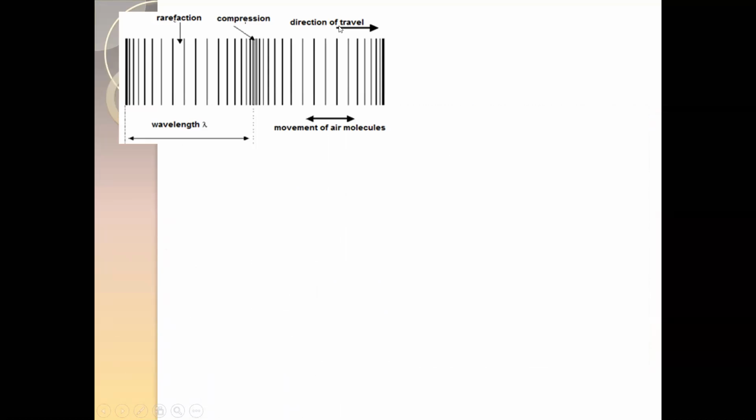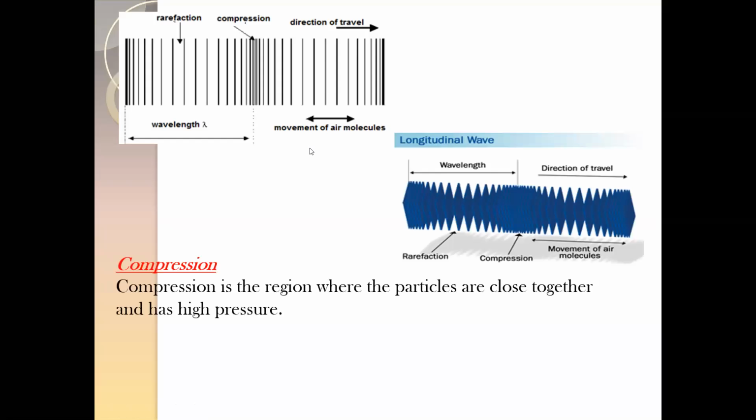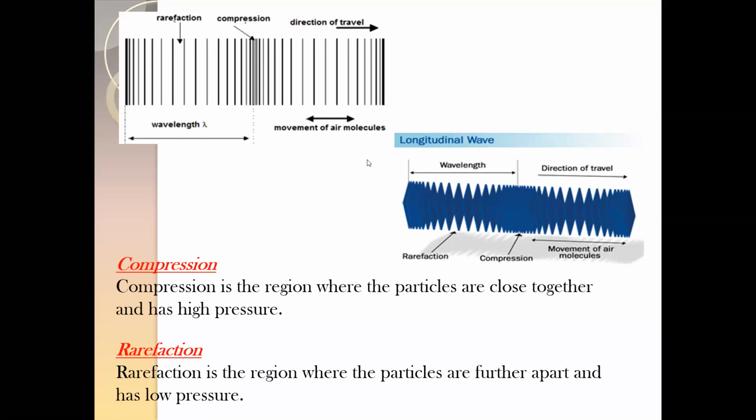For the longitudinal wave, we also define wavelength. So what is the definition of a wavelength for a longitudinal wave? And before that, the definition of compression. So compression is a region where the particles are closer and high pressure. Rarefaction is a region where the particles are further apart and the pressure is low.